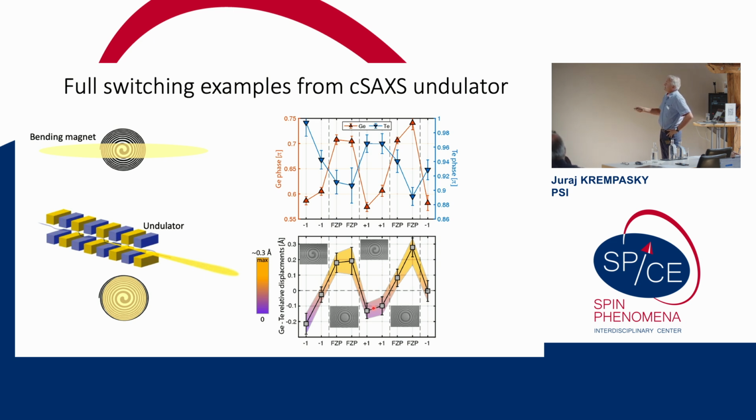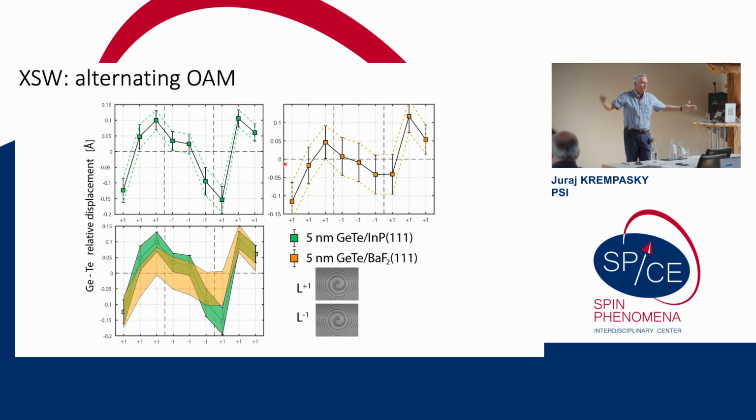Let's say we alternate OAM Fresnel plate, OAM Fresnel plate. This is the excursion we measure. Look at this: 0.3 angstroms. This is a full switch. And this is how these phases of tellurium and germanium atoms are in perfect antiphase. So we have a real switch, a complete switch.